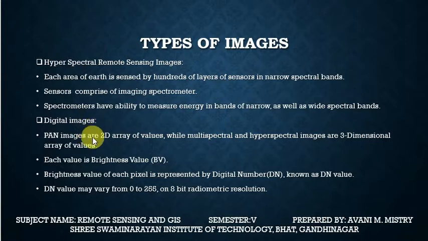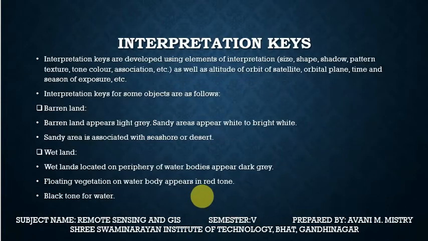The next one is digital images. Pan images are a 2D array of values, while multispectral and hyperspectral images are 3-dimensional arrays of values. Each value is a brightness value. The brightness value of each pixel is represented by a digital number known as the DN value. The DN value may vary from 0 to 255 at 8-bit radiometric resolution.